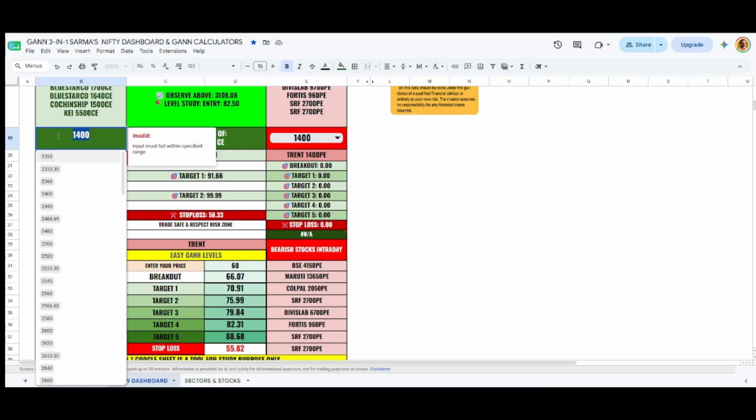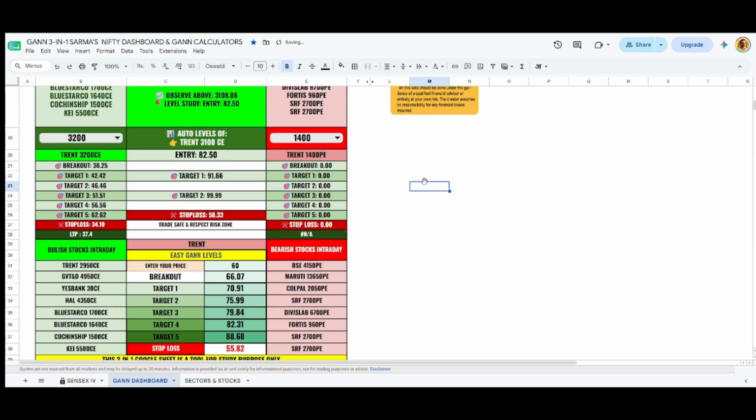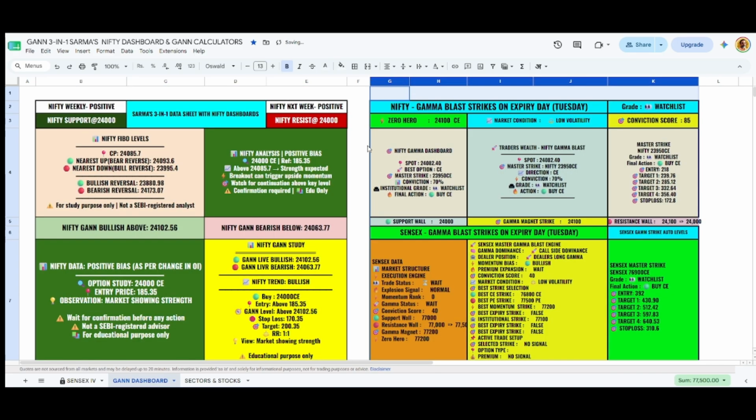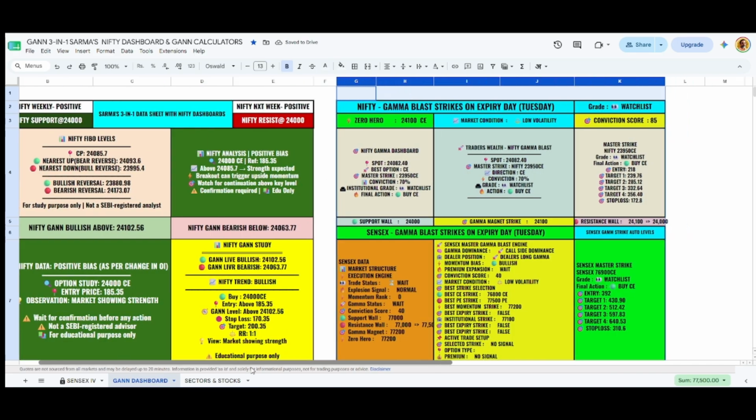In any case, if you want to trade some other strike price which is away from this, out of the money, say for example, if I want to buy 3200, my entry would be above 38 rupees. And this is one of the best sheets that you will find. I think you won't find it anywhere in the market.